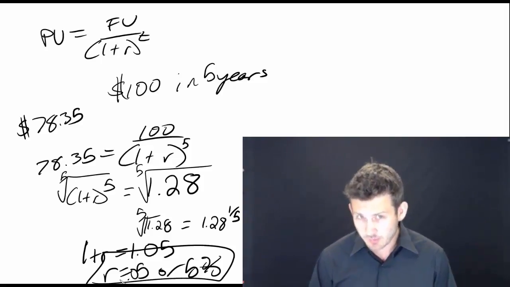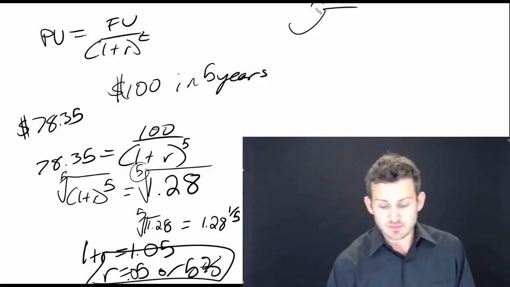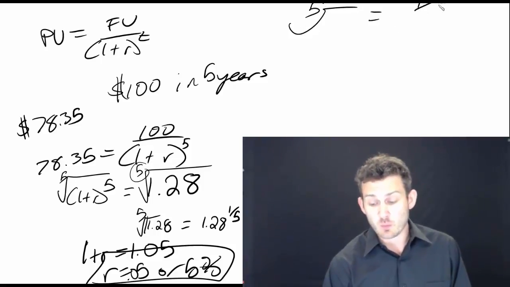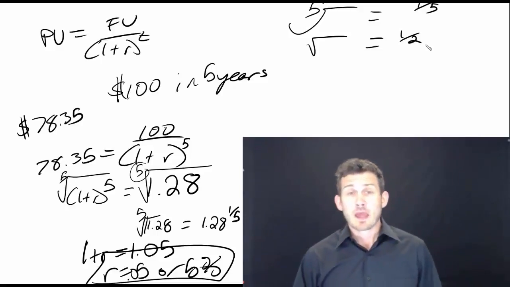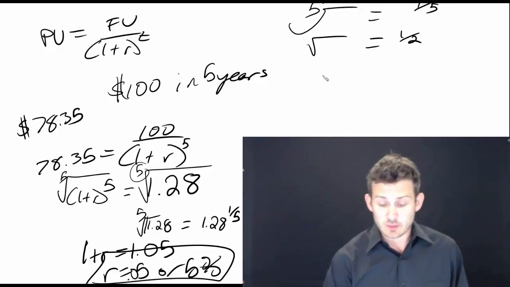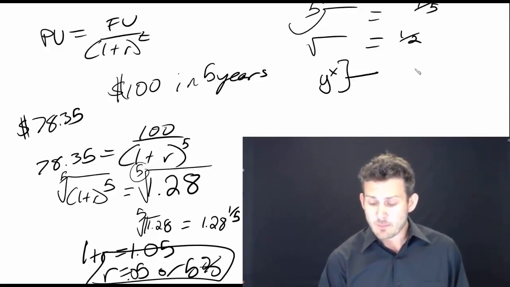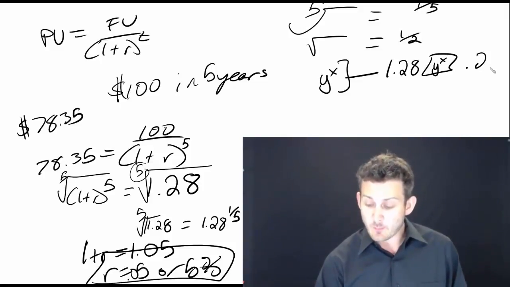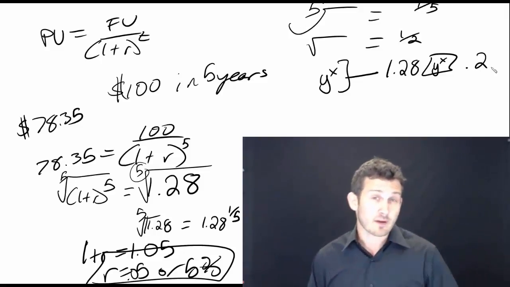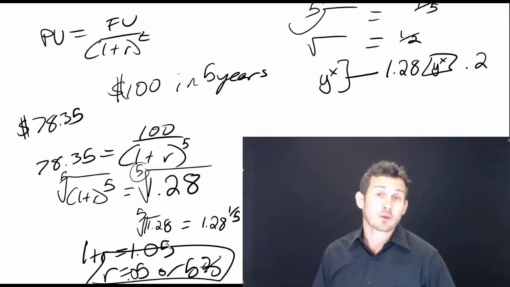The stumbling block is probably going to be this exponent here. We're taking the 5th root. Remember, that's equal to the 1/5 power, just like the square root is equal to the 1/2 power. When we put that in our calculator, we can use the y to the x button. We did 1.28, hit the y to the x button, and then typed in 1 divided by 5, which is 0.2. And that's what gave us that 1.05.